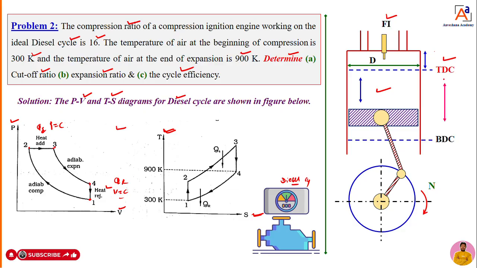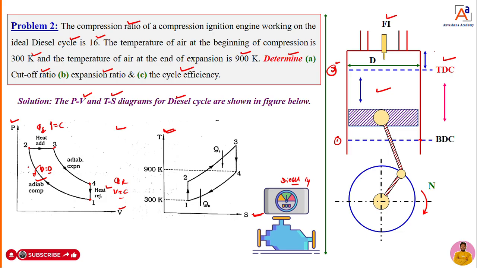To solve this numerical, we just have to understand, because he is asking for the cutoff ratio. What is the cutoff ratio? We already know when the piston is at point 1, it is at BDC, you can call it point 1. When it moves from point 1 to point 2, that means from BDC to TDC, the piston is moving from BDC to TDC. Hence, whatever air was sucked into the cylinder will get compressed, but there is no heat transfer during the compression. Hence, we can call it adiabatic compression.